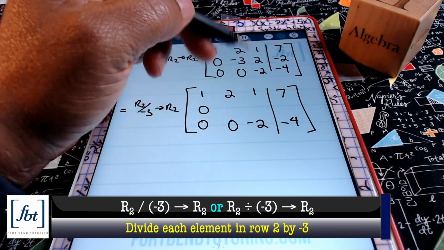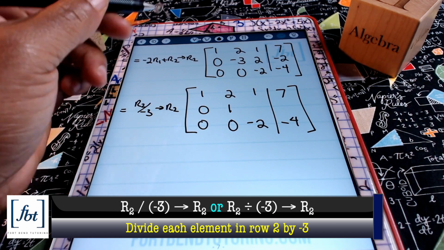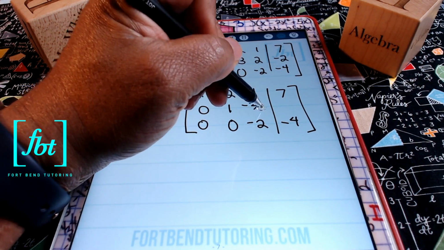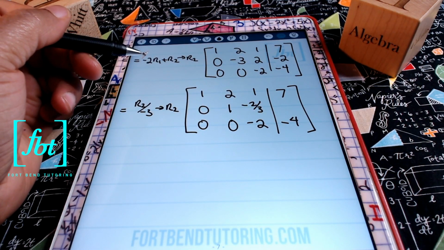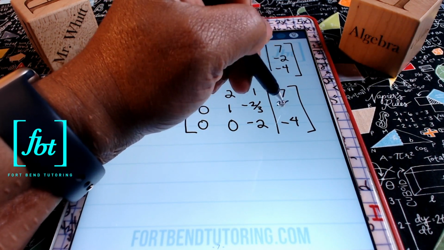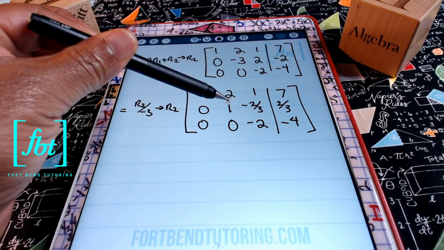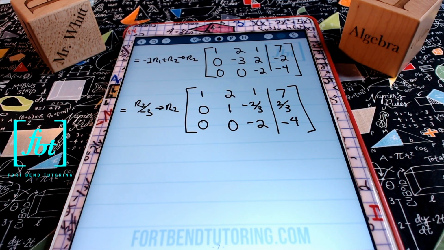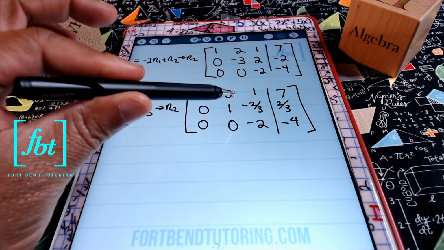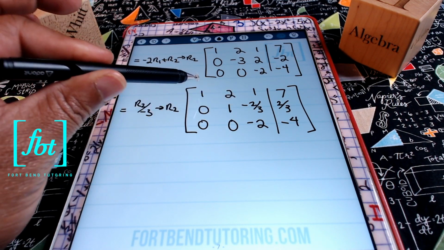Then focusing on the second row, 0 divided by -3 is still 0. -3 divided by -3 is 1. 2 divided by -3 is -2/3. And -2 divided by -3 is +2/3. So this is what I end up with here after dividing each and every element in row 2 by -3. Remember, the purpose in doing so was to make sure that I ended up with a +1 on my main diagonal here.